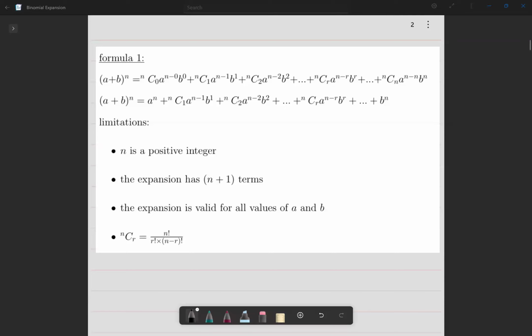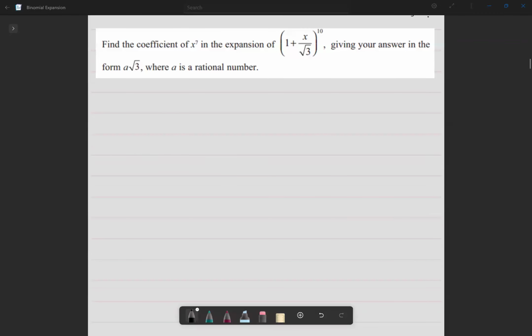power 0, plus nC1, a to the power n minus 1, b to the power 1, and so on. The value of the power of a would decrease gradually and the power of b would increase. The power of the first term would decrease and the power of the second term would increase. So let us try to do the first sum. Here we are asked to find the coefficient of x to the power 7. The coefficient of x to the power 7 is required.